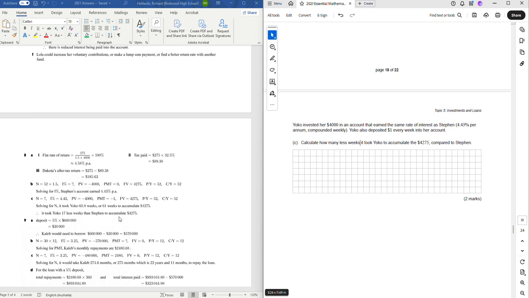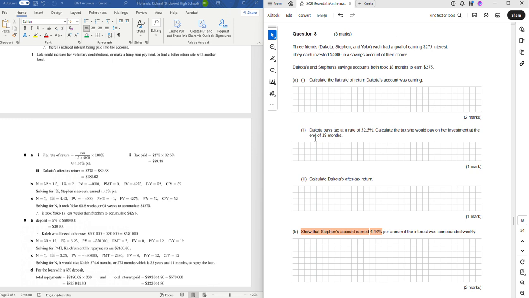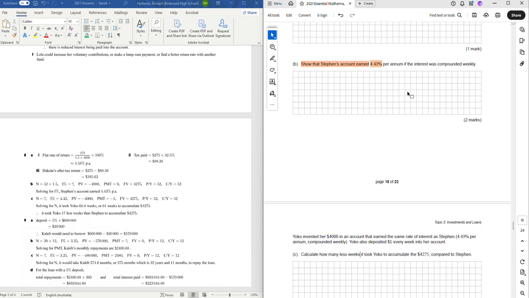Remember, sometimes where we get caught out is we think that that's the answer. No. How many fewer weeks did it take? We go 61 compared to what it took these guys. All right. What's the difference? It is 17. It took Yoko 17 fewer weeks than Stephen to accumulate that.